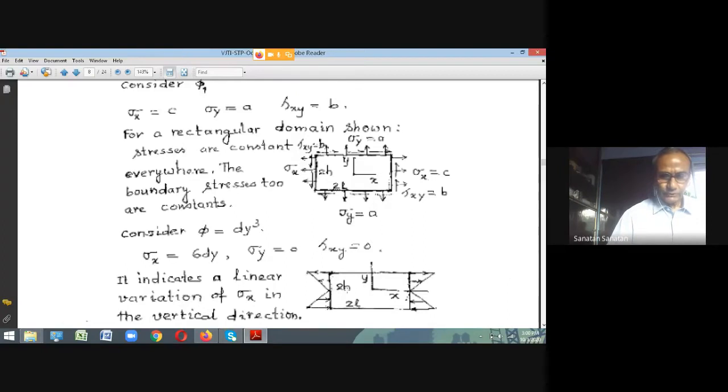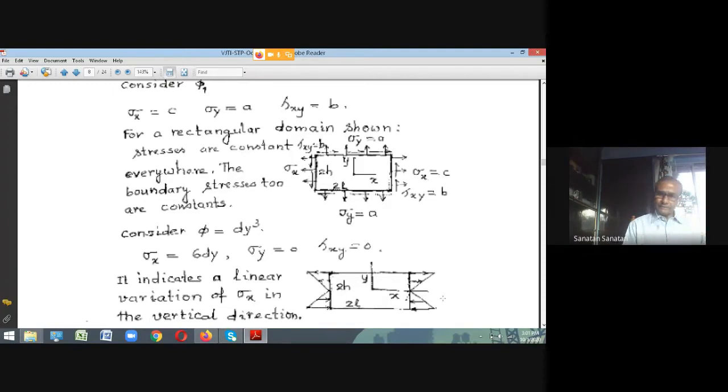At Y equal to 0, stress is 0. So it's a linear variation. Sigma X stress is varying linearly. And therefore, similarly, the stress on the left-hand edge is varying linearly. It is tensile at Y equal to 0 and 6dH at Y equal to H. So this is a case of simple bending.